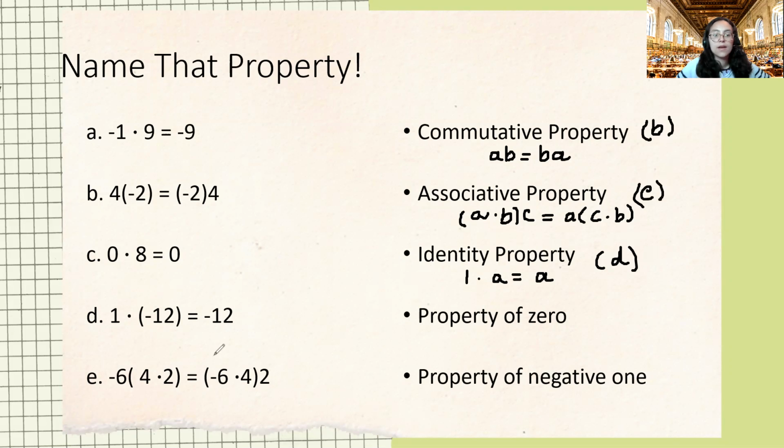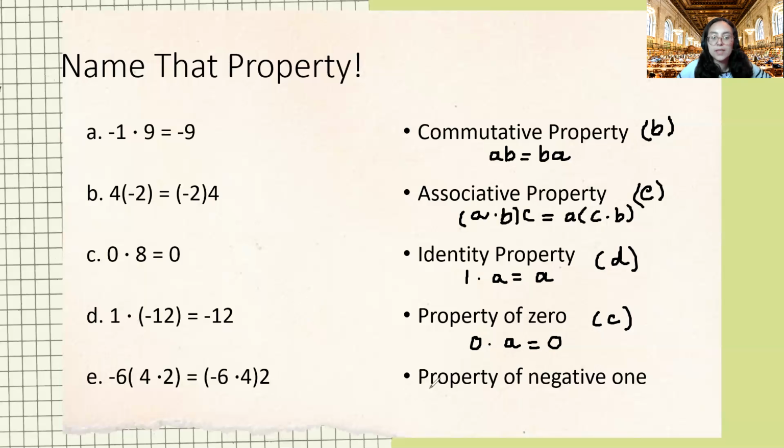Okay. For the property of 0, if you recall, it tells us that when we multiply 0 times any number, our answer will always be 0. So this one's pretty easy. And I go to the left-hand side, try to find an example, and it looks like it's going to be C because I have 0 times 8 equal to 0. So this is going to be C.